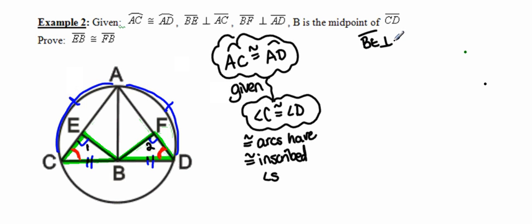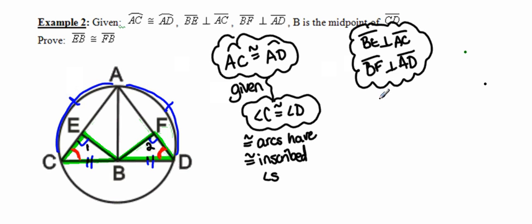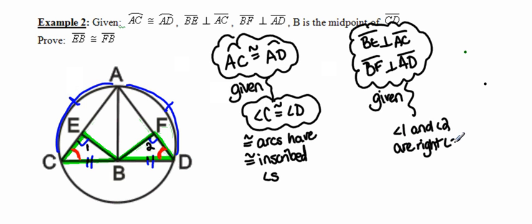So segment BE is perpendicular to segment AC. Segment BF is perpendicular to segment AD, and I know that's a true statement, or those are true statements, because they're given to me to be true statements. And since those two segments are perpendicular, that makes angles 1 and 2 right angles. And I know this because perpendicular lines make right angles.